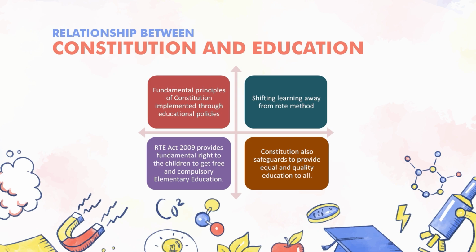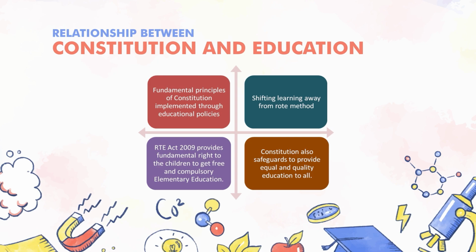Then RTE Act 2009 provides fundamental right to the children to get free and compulsory elementary education. I have already specified it so far as our constitution is concerned. Now elementary education is a fundamental right. So, this is possible through education. So, the fundamental principles are getting implemented through the education schemes, through the act of the constitution, then through different schemes and different projects. Then constitution also safeguards to provide equal and quality education to all.